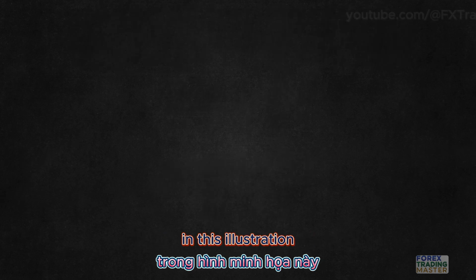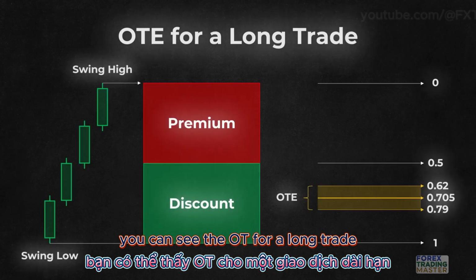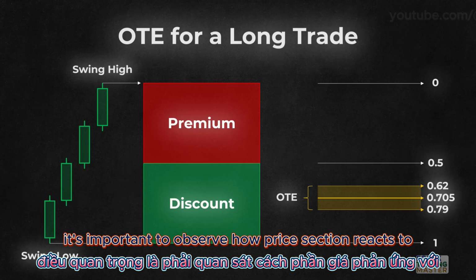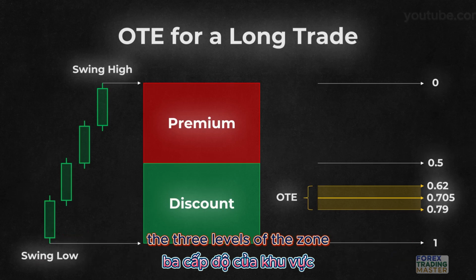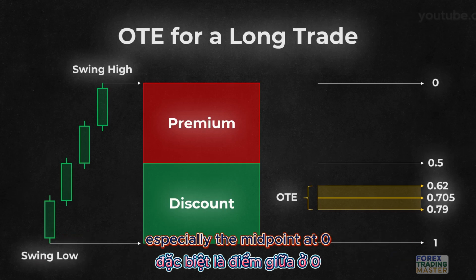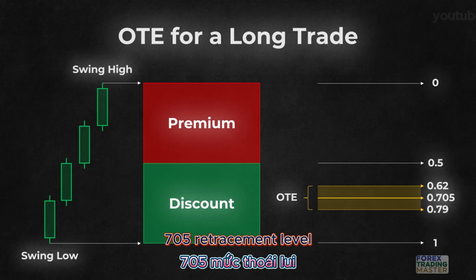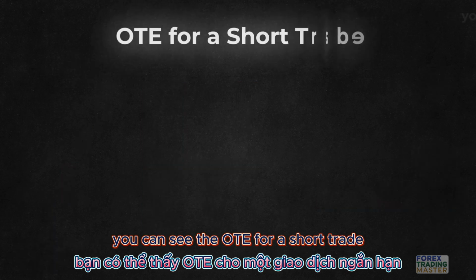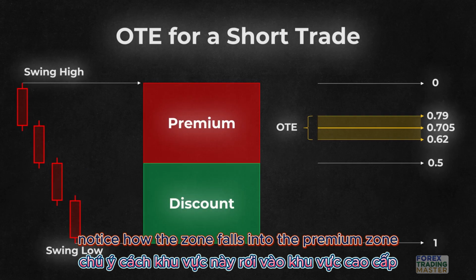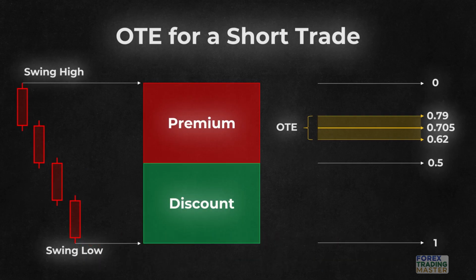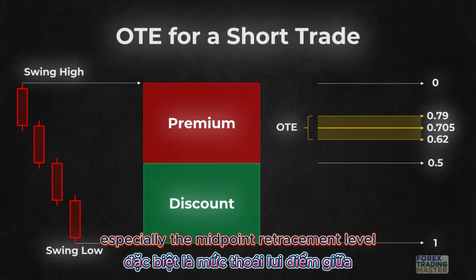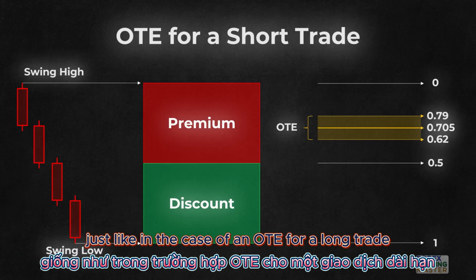In this illustration, you can see the OTE for a long trade. Notice how the zone falls into the discount zone. It's important to observe how price action reacts to the three levels of the zone, especially the midpoint at the 0.705 retracement level. In this other illustration, you can see the OTE for a short trade. Notice how the zone falls into the premium zone. It's important to observe how price action reacts to the three levels of this zone, especially the midpoint retracement level, just like in the case of an OTE for a long trade.